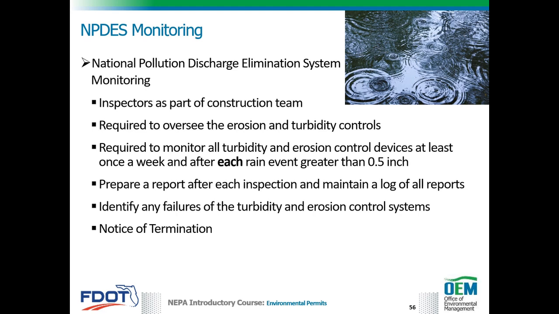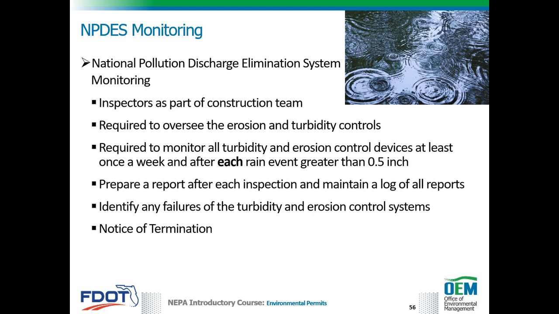As part of the NPDES permit, inspectors are required to monitor all turbidity and erosion control devices at least once a week and after each rain event greater than 1/2 of an inch. The inspector is required to prepare a report after each inspection and maintain a log of all reports. FDEP may periodically inspect the site and require a copy of this log for their review.